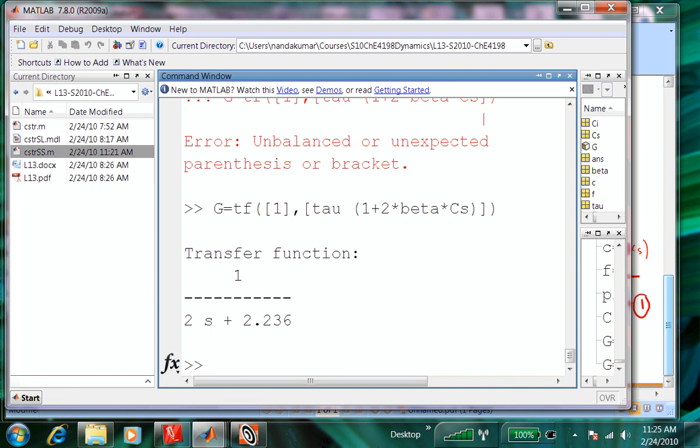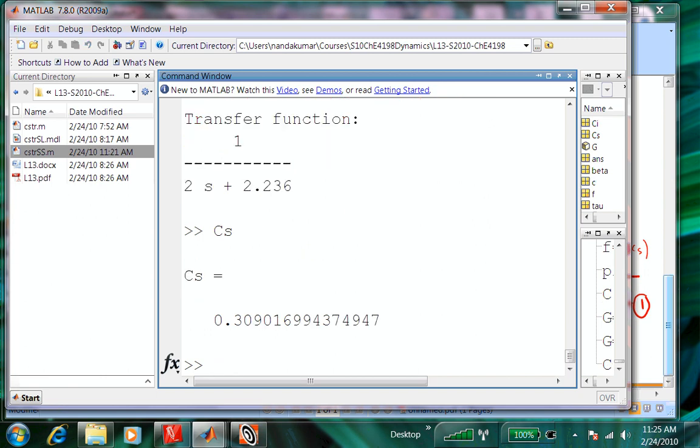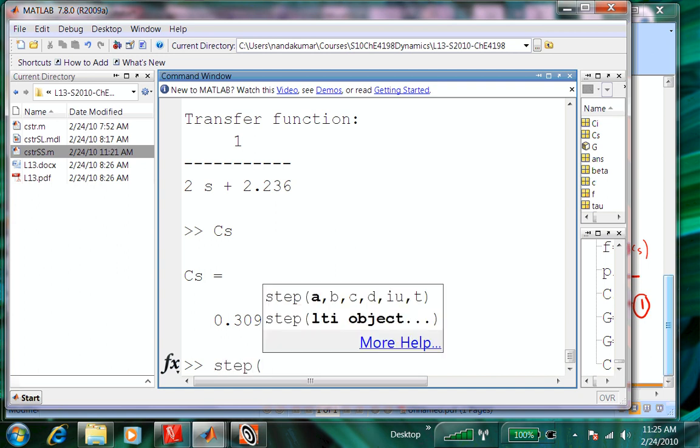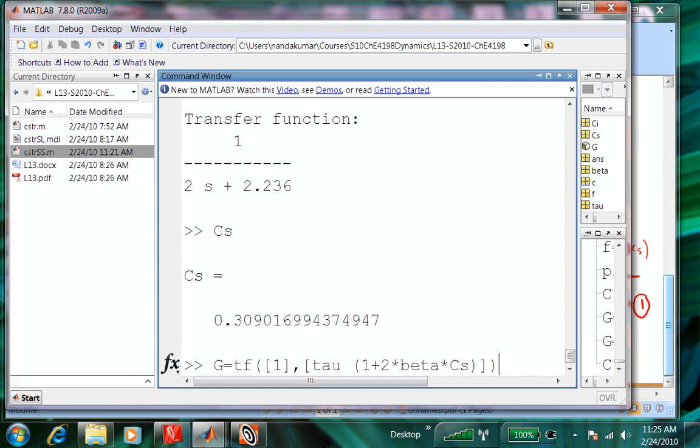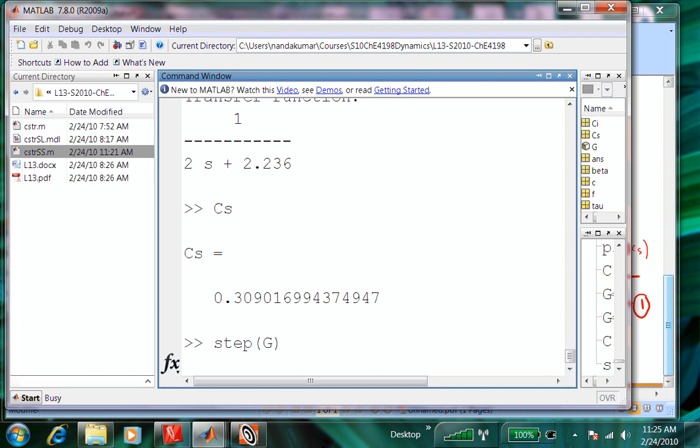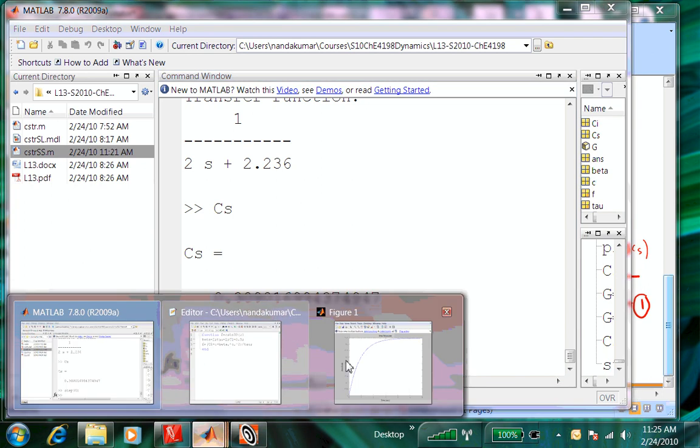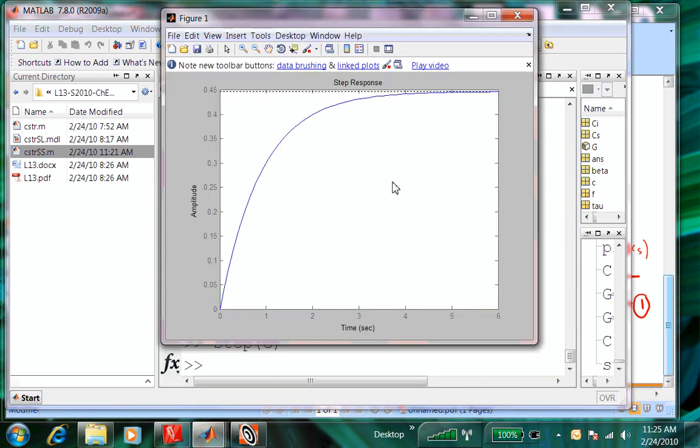That is my transfer function for the non-linear CSTR, but around the steady state of 0.3090. Okay. Now I can say step. So now I have built the tool, I can ask questions like, what is the step response for this particular case? If I make a unit step change, then this is how the exit concentration will change. It doesn't respond immediately, but it has a characteristic response and a characteristic amplitude. The final steady state is somewhere around 0.444.